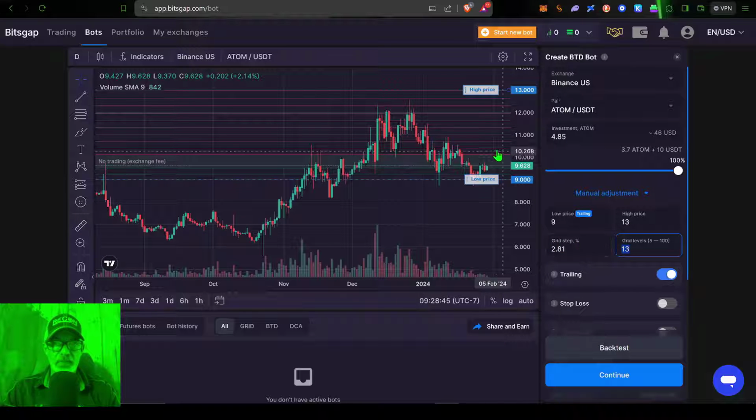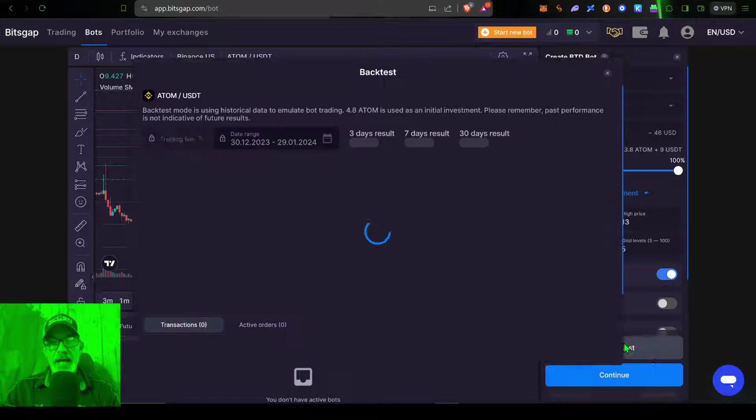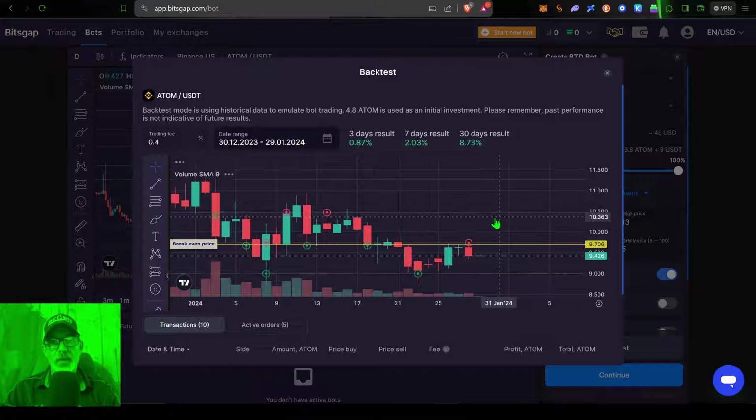Now, next I need to adjust my grid step or my grid levels. The grid step is basically the space between each one of these grids, and the number of grid levels, as you can see, there are several red and a couple green. That will affect how the bot actually operates, and it will also affect your grid step. For these grid bots, you can have a minimum of 5 and a maximum of 100 grids. Let's go with just 5 grids. And now you can see the grid step went from around 2% to almost 7.5%.